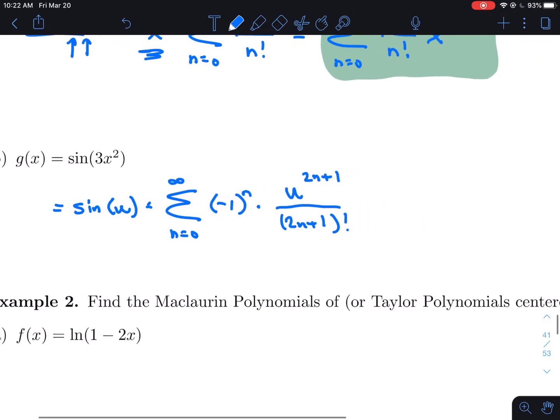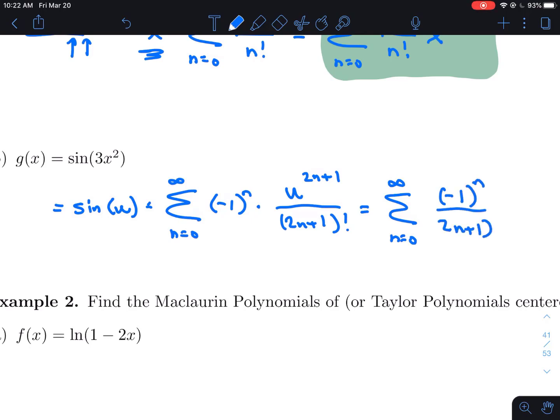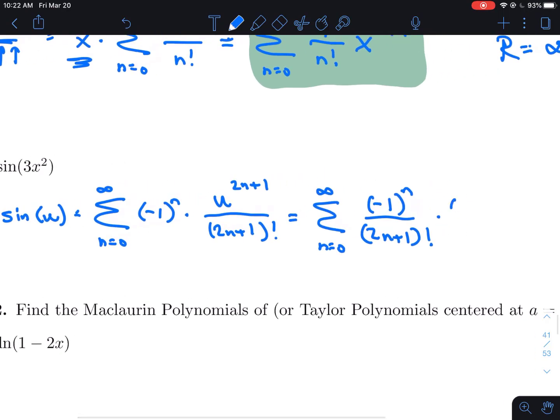So now we're going to go ahead and substitute in. Everywhere we see a u, we're going to put 3x squared. So this is going to be summing up from n equals 0 to infinity. And again, I really like to combine all my coefficient stuff together. So I'm going to write this as negative 1 to the n divided by 2n plus 1 factorial. And then the variable stuff, u, that's going to be my 3x squared raised to the 2n plus first power.